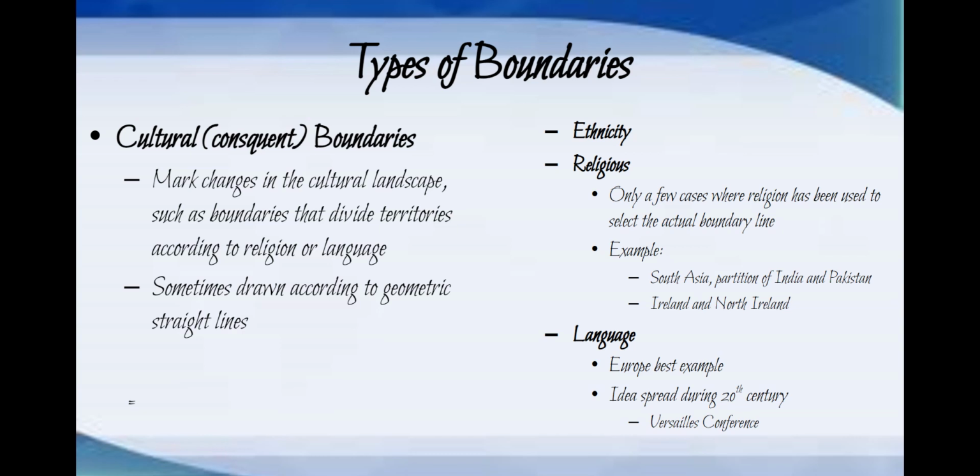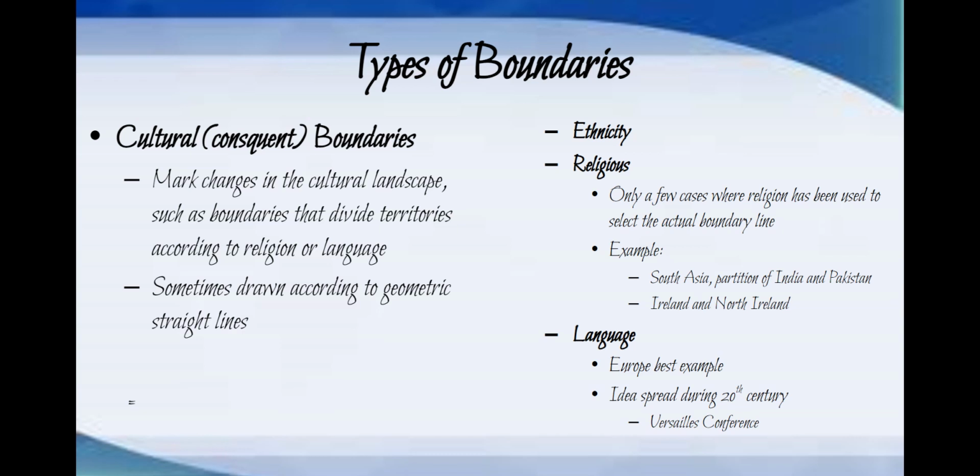Cultural boundaries mark the change in the cultural landscape. They can be geometric boundaries as well, because two groups can get together and decide to create a boundary and use a straight line for it. But especially in our Yugoslavia example, we have those based strictly off ethnic, religious, and linguistic lines. You have different groups of people that were together in Yugoslavia, and when the country split apart, that geographic space split apart based on religious and ethnic lines.